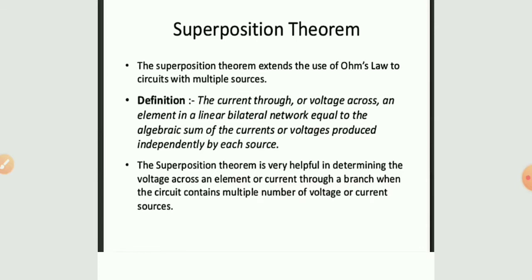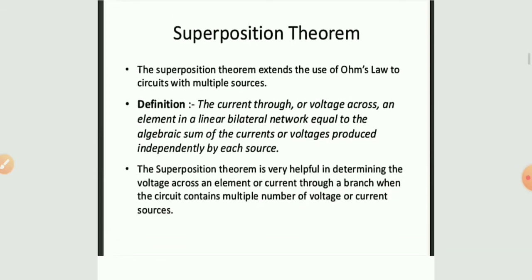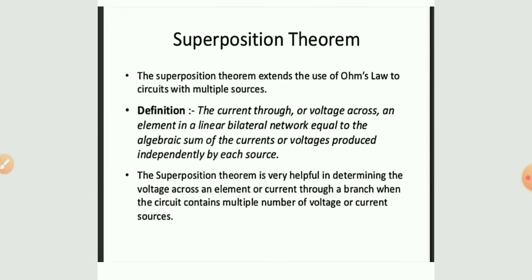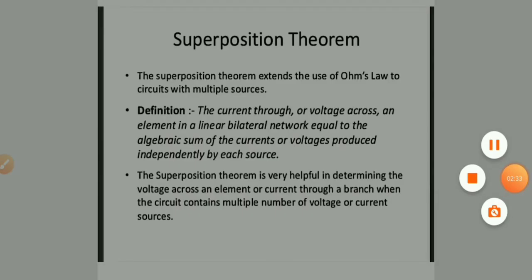The superposition theorem is very helpful in determining the voltage across an element or the current through a branch when the circuit contains multiple voltage and current sources.